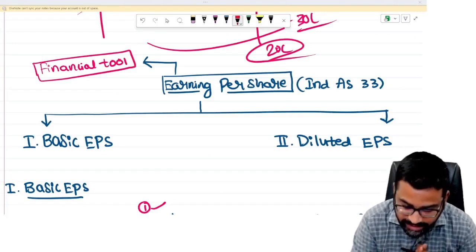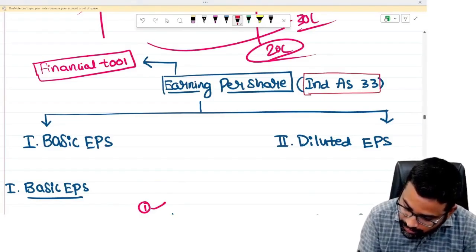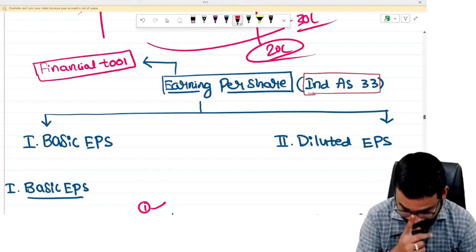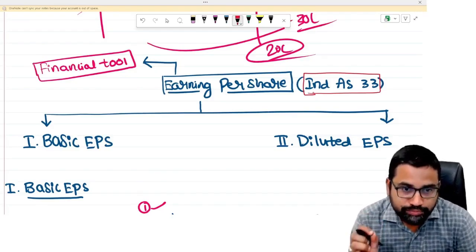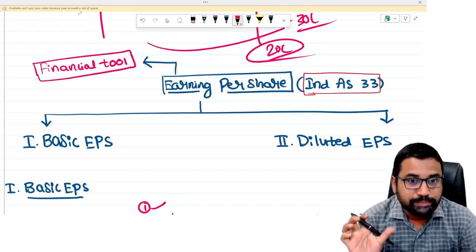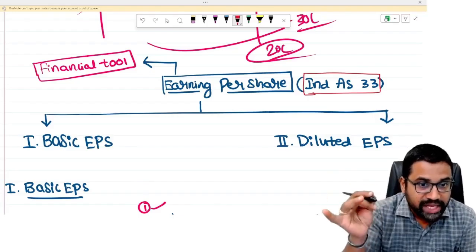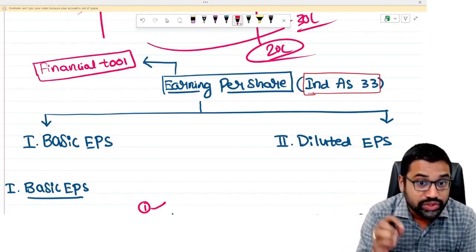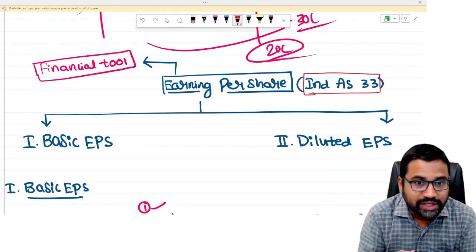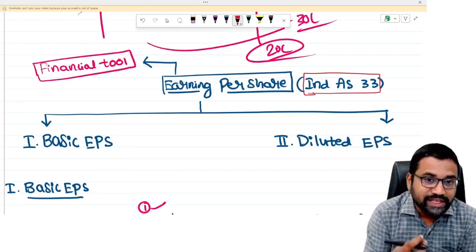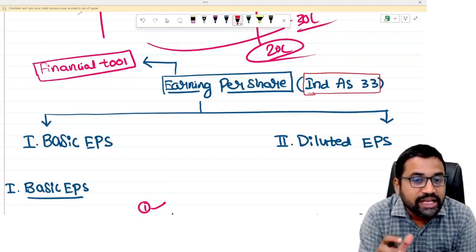So the next standard for discussion, sir, is Ind AS 33, which is earning per share. Sir, earning per share, you know, when we are preparing the P&L account as per Schedule 3, the last item you see is earning per share, basic as well as diluted EPS, which we need to disclose on the face of the P&L account. So this earning per share is a basic indicator of the performance of the entity. Suppose if the EPS is increasing, that means the company is performing better.